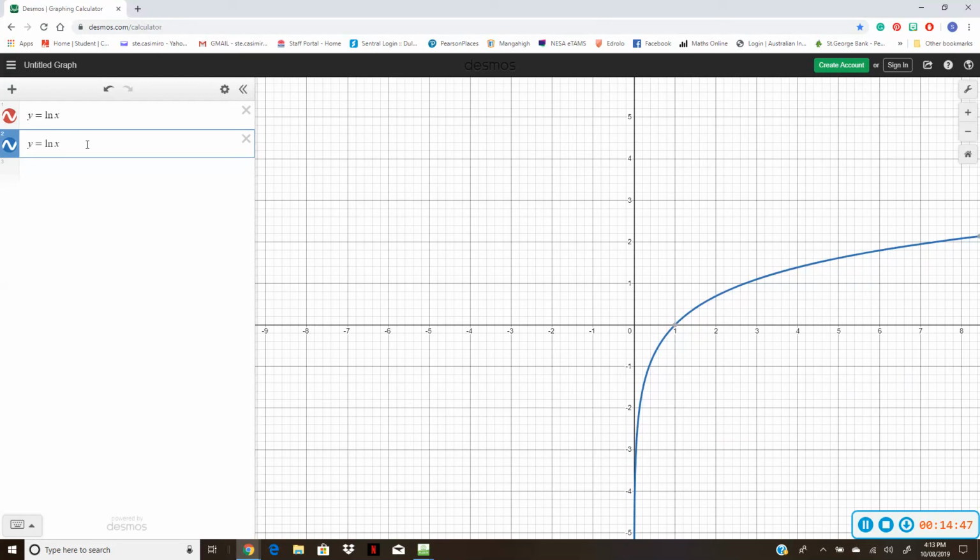If I place a variable at the front and it's greater than 1, it flattens out, but if I have it as a fraction, it makes it narrower. And if I add a constant in here, it shifts it to the left that many units. If I subtract it, it shifts it to the right.